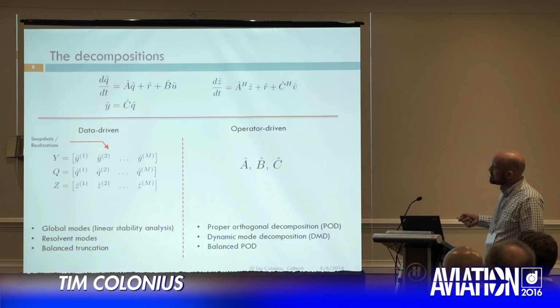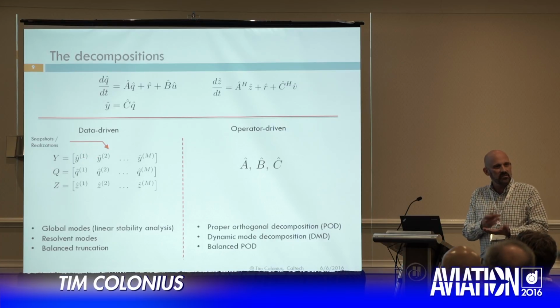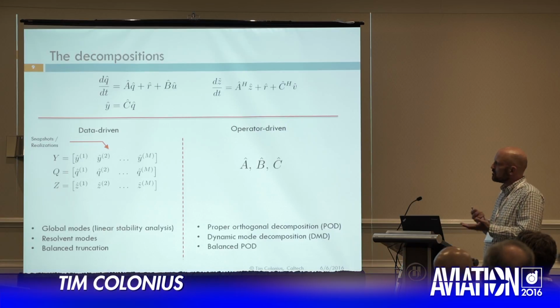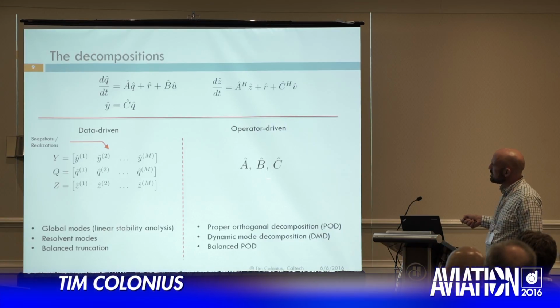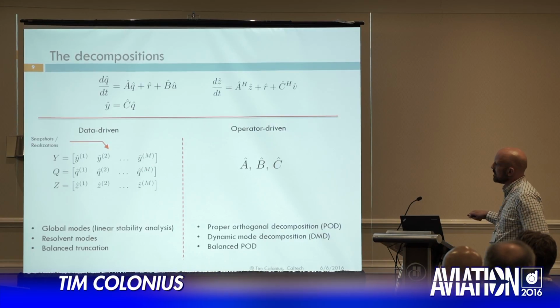And these different vectors can represent two different things. They can represent snapshots of the flow field, so just taking individual instances of the flow field, but they can also represent realizations, different realizations of a random process, for example. And I'll try to make it clear which is which as we go along here.